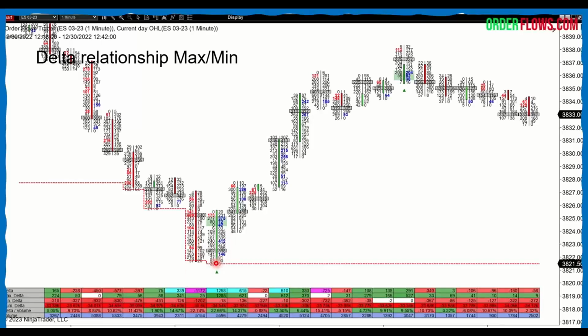However, we make a new low and I see strong positive delta, right? What is positive delta? It's a sign of aggressive buying. So you're at your low. What do you think is going to be more important? Strong aggressive selling or strong aggressive buying?